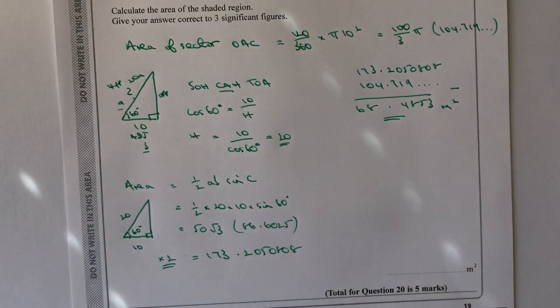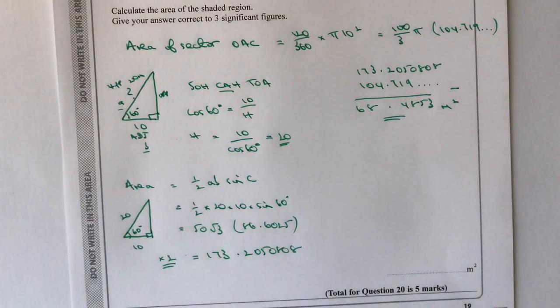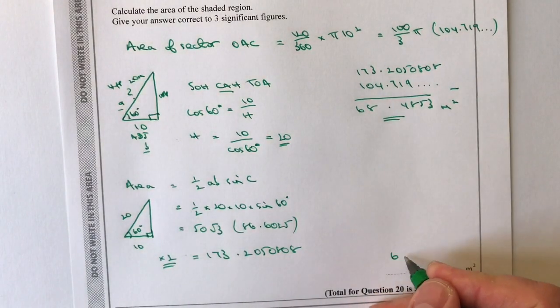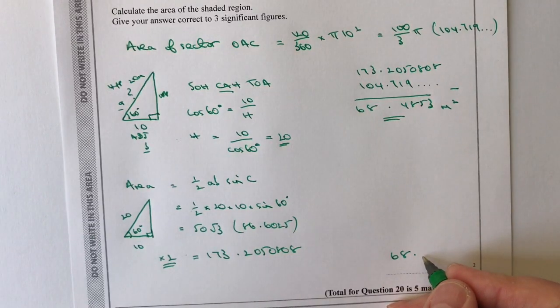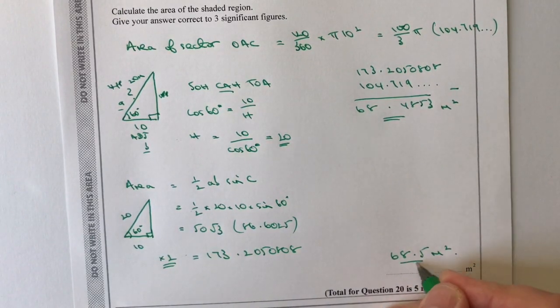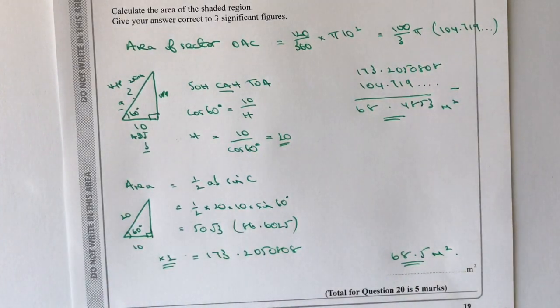I hope that's been okay for you. There is quite a lot of work to do on that particular question, but it should give you some idea of the kind of system that we can use to work that out to 3 significant figures of 68.5 meters squared.